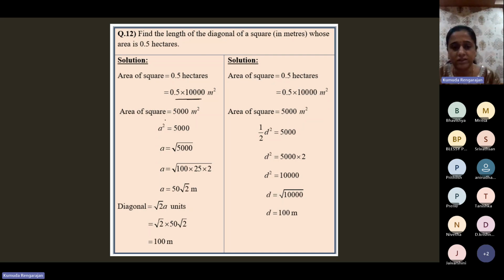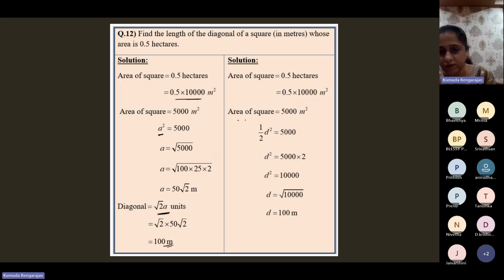What's the formula to find the area of a square? Area of square is equal to a square. A square is 5,000, so a is square root of 5,000, which is 50 root 2. And now how will you find the diagonal? The formula is root 2 a. So root 2 into 50 root 2 is 100.